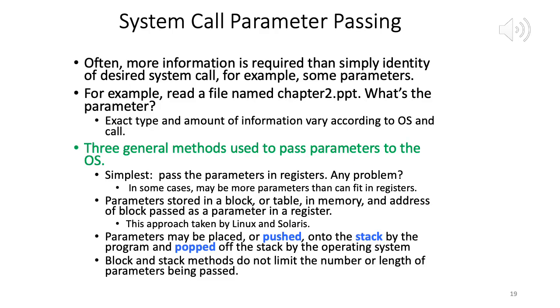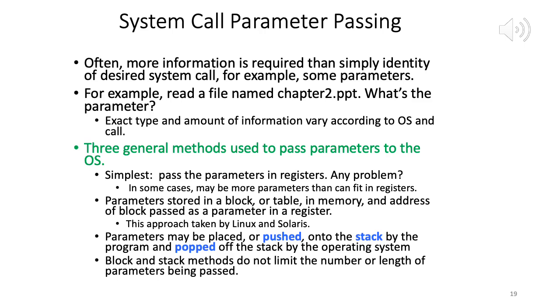So now I am on slide 19. Before we talk about slide 19, we saw the system call interface in the previous slide. The system call interface serves as a link to system calls made available by the OS. It intercepts function calls in the API and invokes the necessary system calls within the operating system. So now slide 19, system call parameter passing.